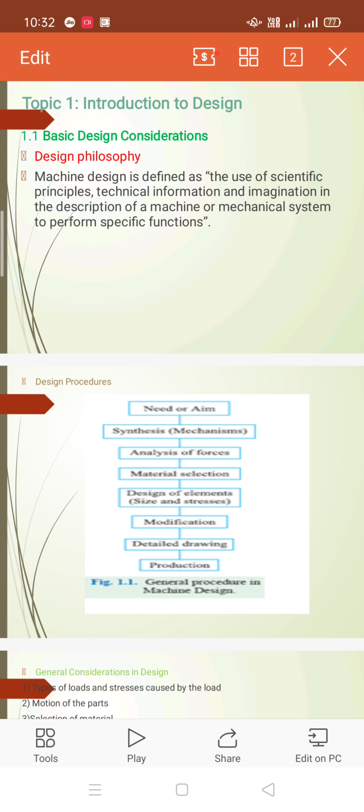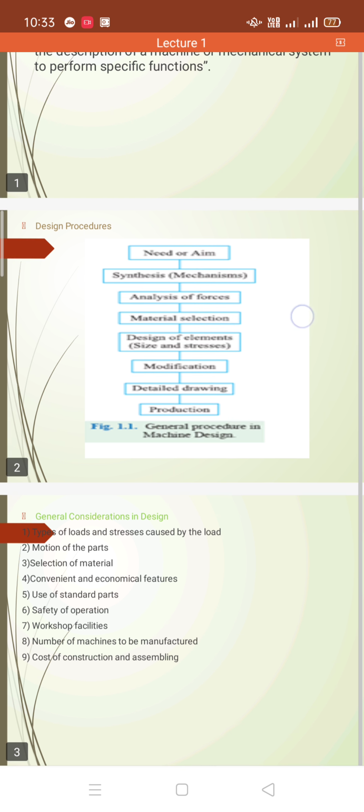Good morning, students. Last lecture we have seen what is machine design and what are the general procedure or steps involved in designing a machine component. Okay, if you have any doubt, please ask me.